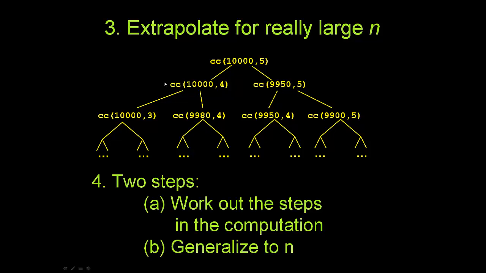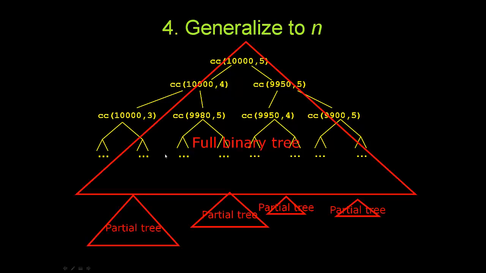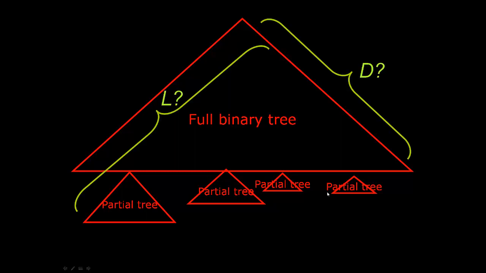First you work out the steps in the computation and you generalize. You realize that this particular tree will become something that looks like this. It's a full binary tree. A binary tree means that every node has 2 branches, one branch left, one branch right. And subsequently at the bottom you'll have smaller partial trees. What's clear is that this tree is a bit lopsided. Over here is longer and it's L. Over here is shorter and it's D. So what is L, what is D?